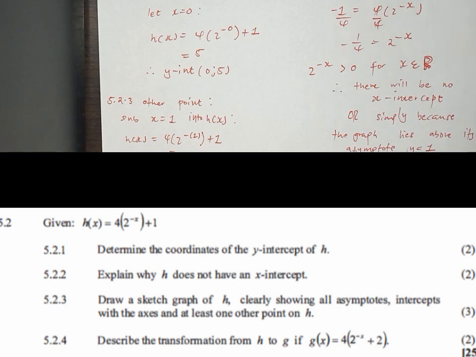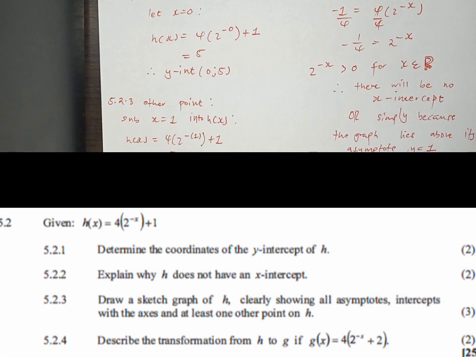So you will not have an x-intercept, because look at this, negative 1 over 4, that's below 0. So you cannot have an existing x-intercept there. Or you can simply say the graph lies above its asymptote. So the asymptote is y is equal to 1. So there's no way you're gonna have an x-intercept, because your graph does not even go through the x-axis, because it's above its asymptote.